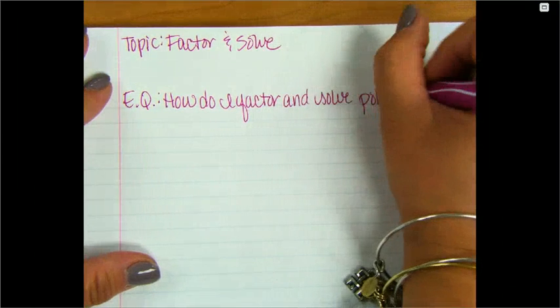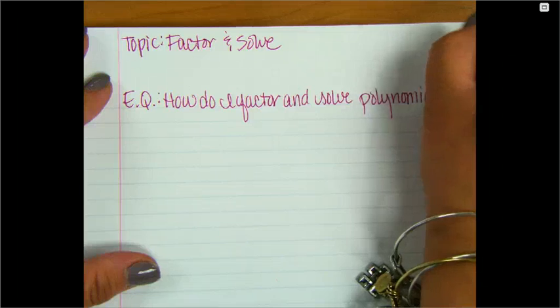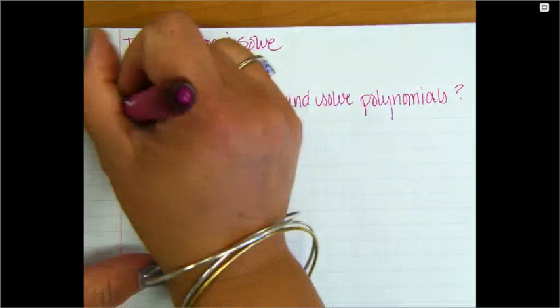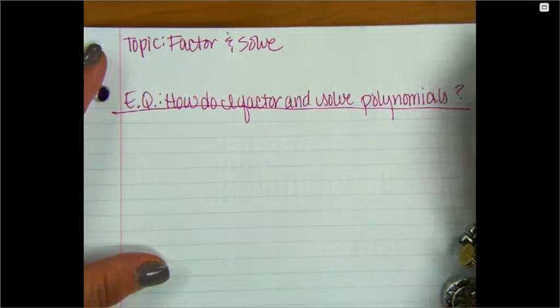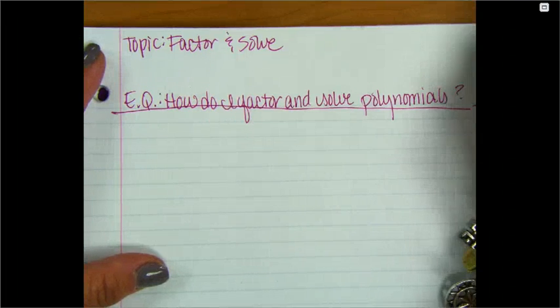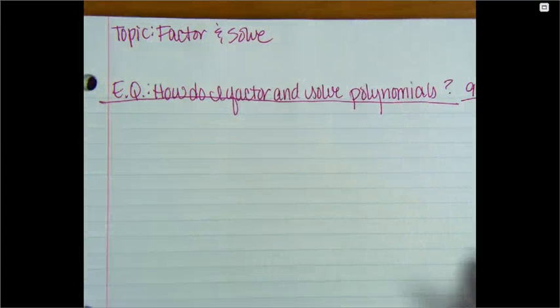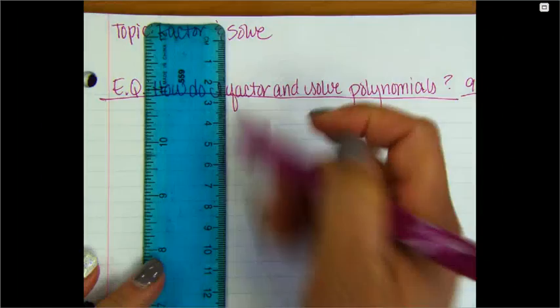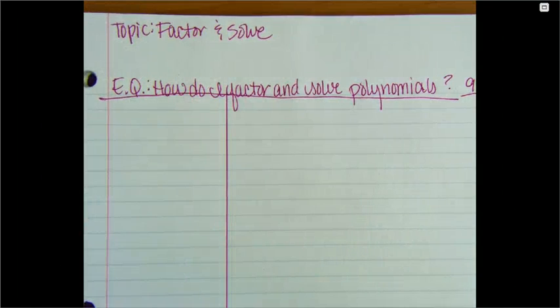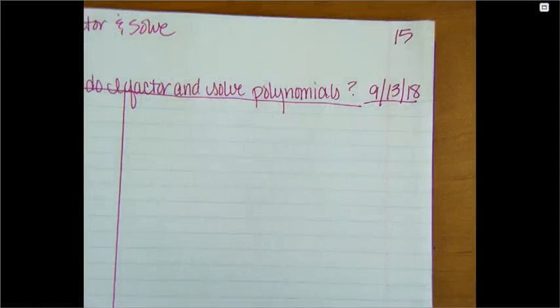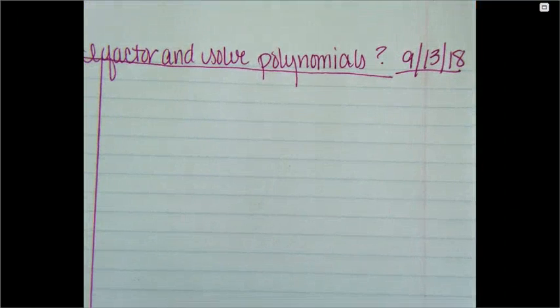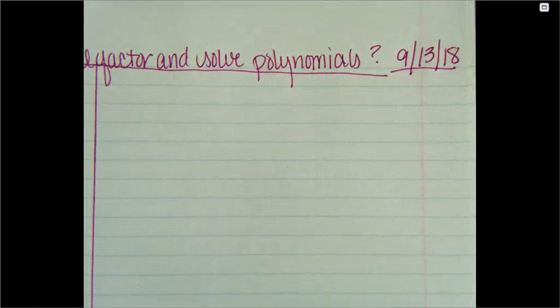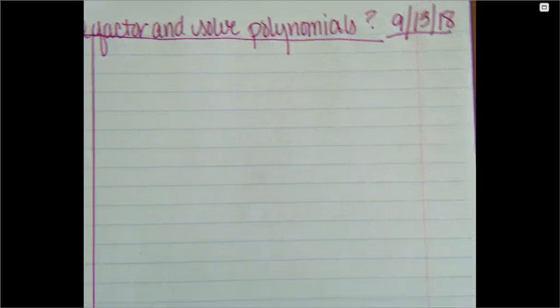All right, how do I factor and solve polynomials? Why do I say polynomials and not a trinomial? Tri is 3. Could you have a binomial? Yeah. So we don't want to just classify it as trinomials because we could have binomials as well. Okay. All right, so let's talk about what it means to factor and solve.